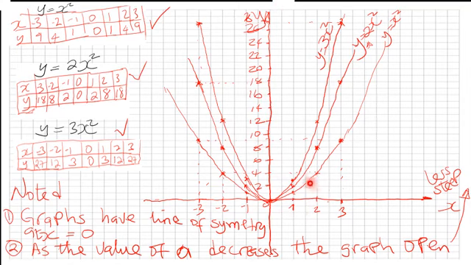Okay, so reaching this far, we now understand the effects that constant a brings to the quadratic function.